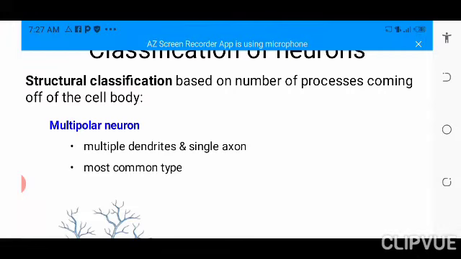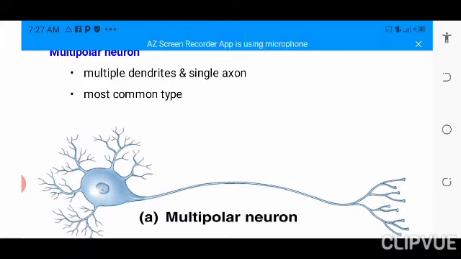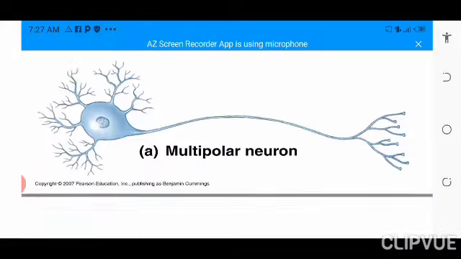On that ground, we have the first group that are called multipolar neurons. Just the way it sounds, we are saying many poles are coming out of the cell body. We are saying many poles, like this example. In this, you have one axon and many dendrites, multiple dendrites and single axon. And this is the most common type of neurons. We find it all over the brain.